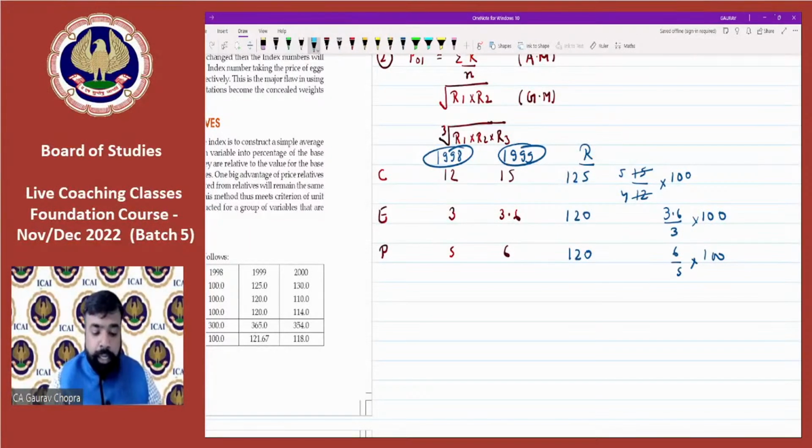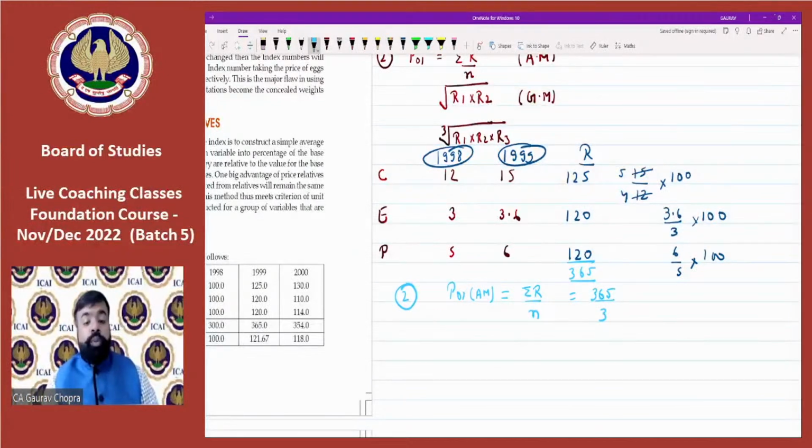Now comes the second step. In second step, we have to find price index number using arithmetic mean. Then what we will do? We have to total, that is sigma R upon N. So what is the total? 365. So 365 divided by 3, because there are 3 commodities. So how much will come? 121.67. So this becomes the index number.